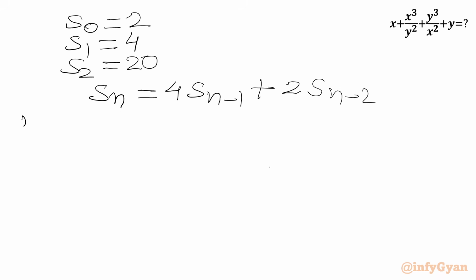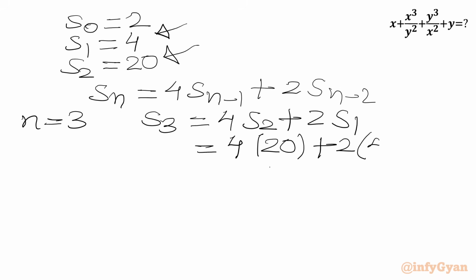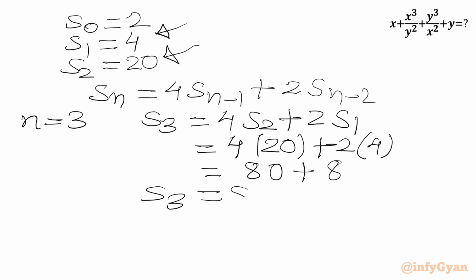Now we will plug in n equal to 3 and we will get S3, which will be 4 times S2 plus 2 times S1. We have S2 equal to 20 and S1 equal to 4. So we can easily calculate S3 from here. 4 times 20 plus 2 times 4. 4 times 20 is 80. 2 times 4 is 8. So we have S3 equal to 88.